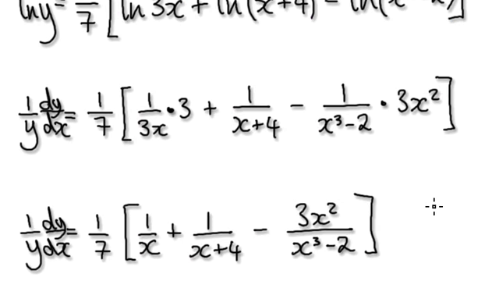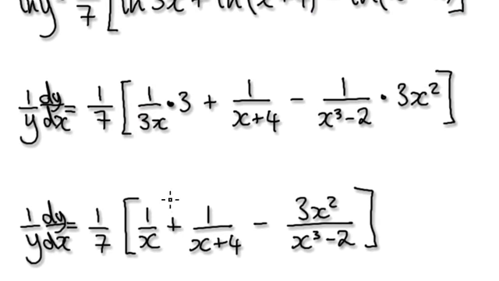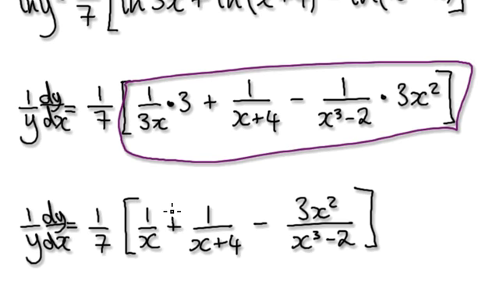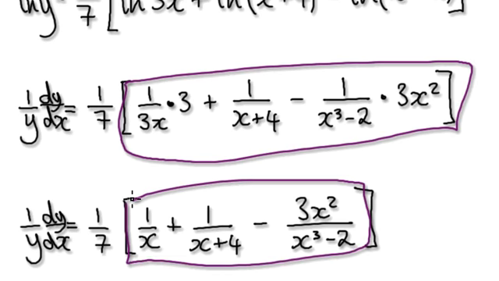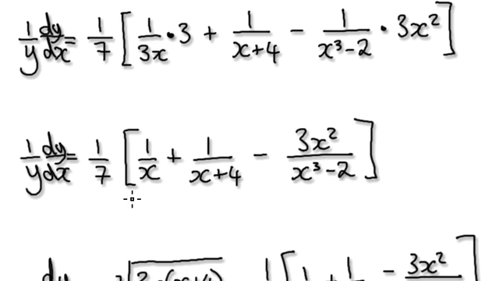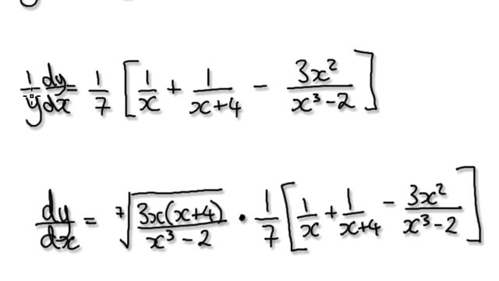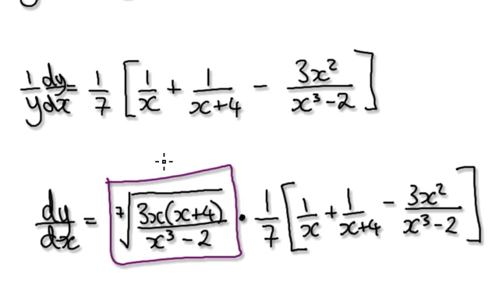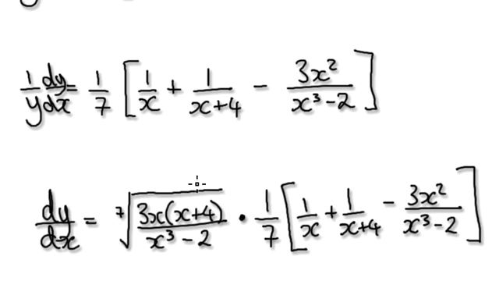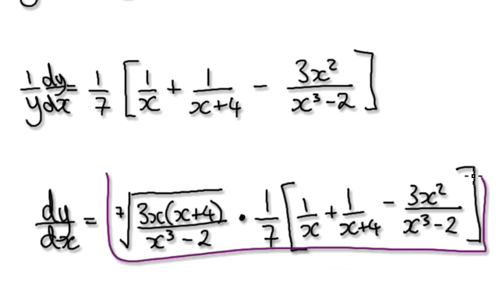Okay, and then it's just a matter of tidying up now. This whole block here is this thing here. It's just you tidying up, and then you want to get dy by dx on its own. So times both sides by y, and remember originally our y was this here. This is our y. Y equals this thing here. If you times y to both sides, it will then give you this.